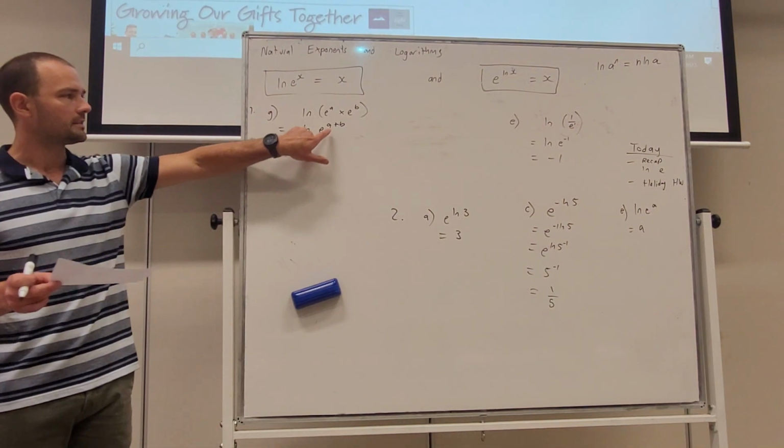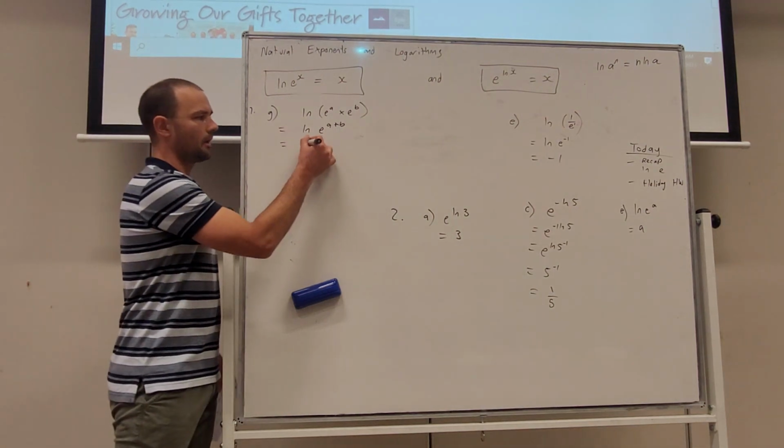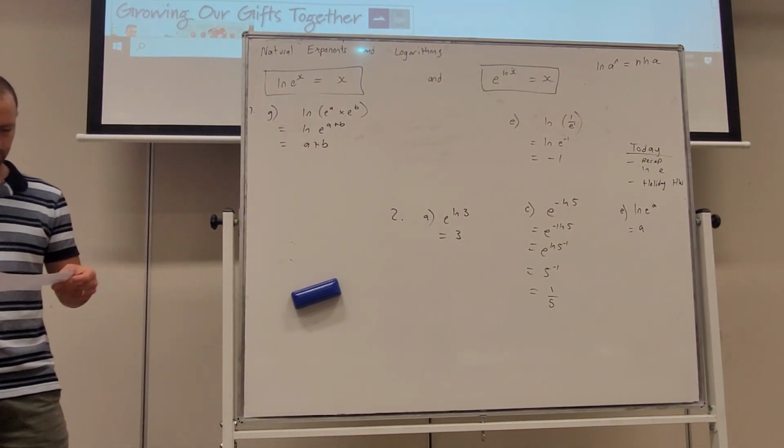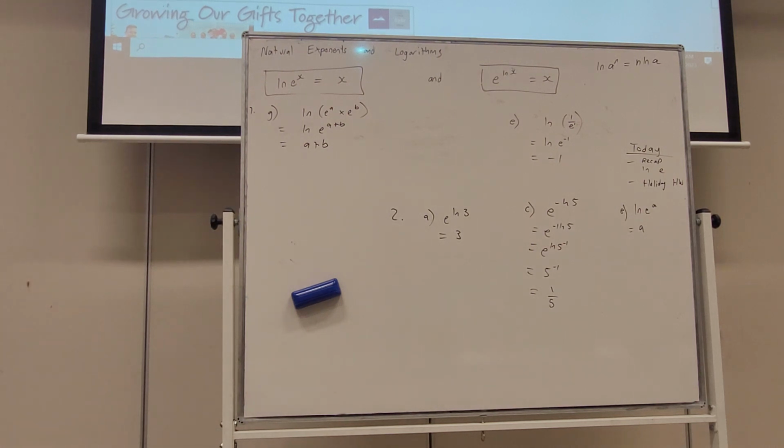So we've got ln e to the a plus b, and so it'll simplify to a plus b. We've expressed it as a single power of e. All right, question 3. I'm not going to put these up. Maybe I'll do a couple just to talk about significant figures actually.